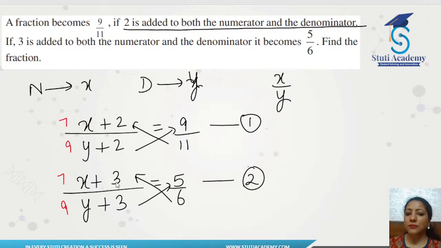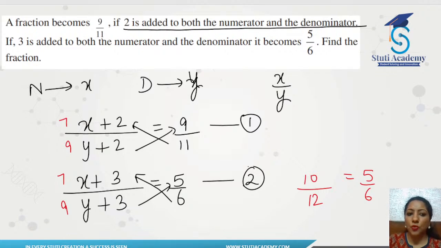So 7 plus 3 will give me 10. 9 plus 3 will give me 12. So 10 upon 12 I am getting. If I simplify this, I will get 5 by 6. So like this, you can always check your answers. You can just take the values of x and y, put them in these equations, and you can check. Also, you can just read the question and make sure the conditions given in the question are being satisfied.